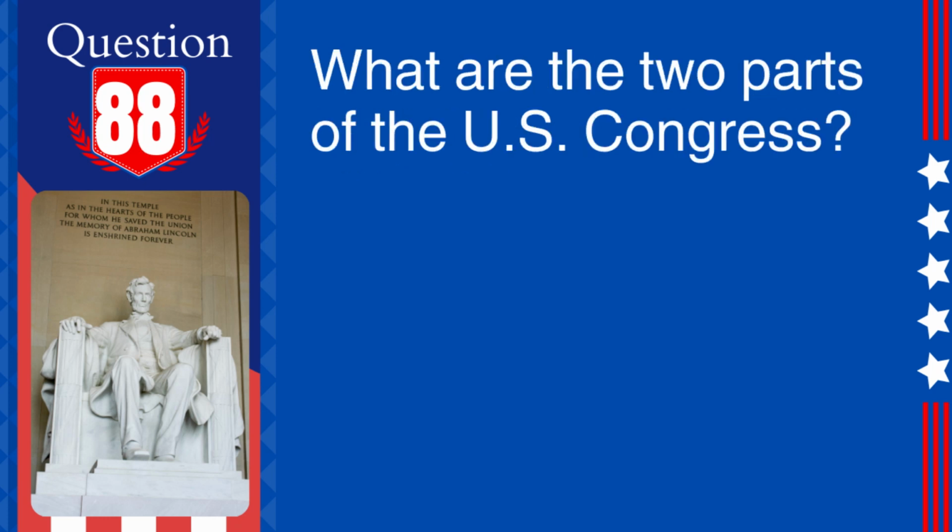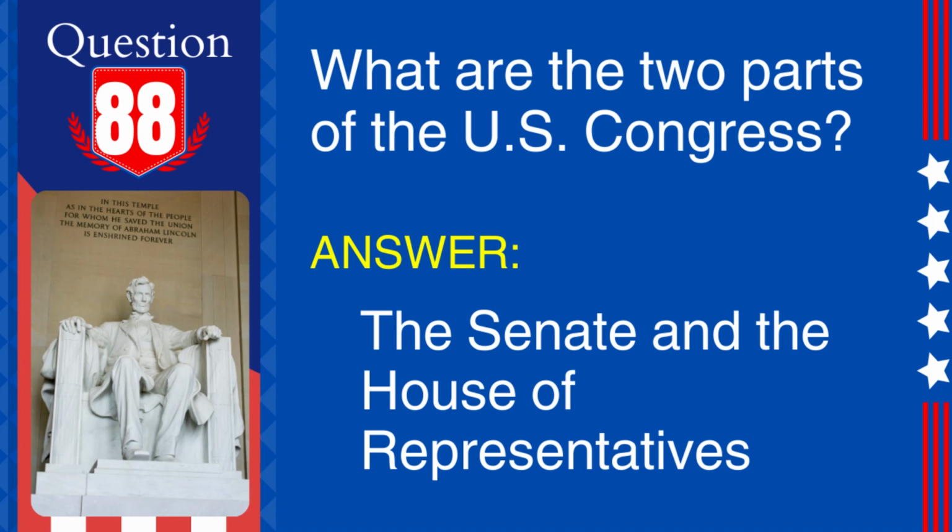88. Question. What are the 2 parts of the U.S. Congress? Answer. The Senate and the House of Representatives. Explanation. The U.S. Congress is bicameral, consisting of 2 chambers, the Senate and the House of Representatives.